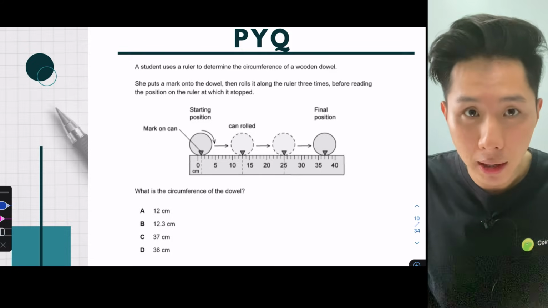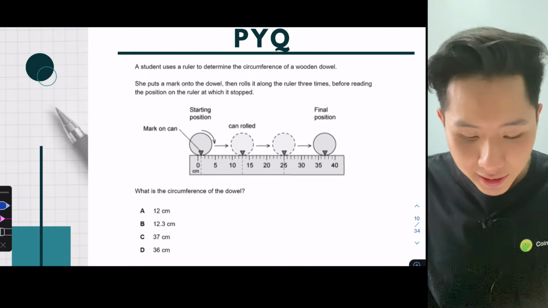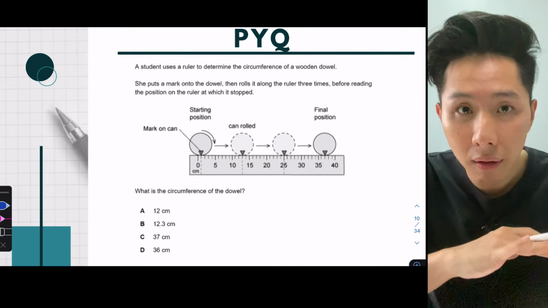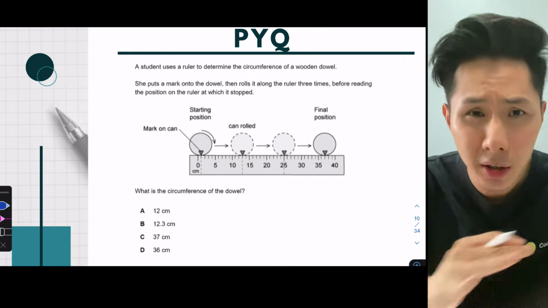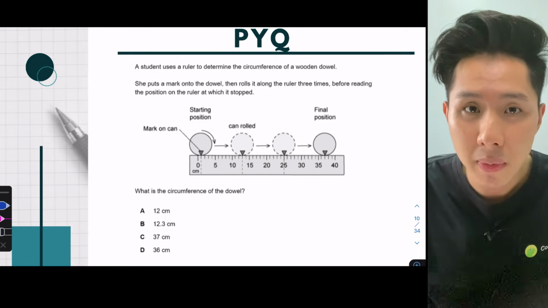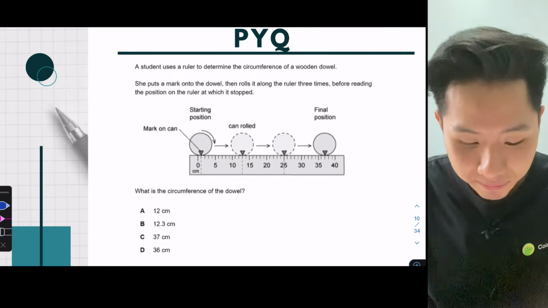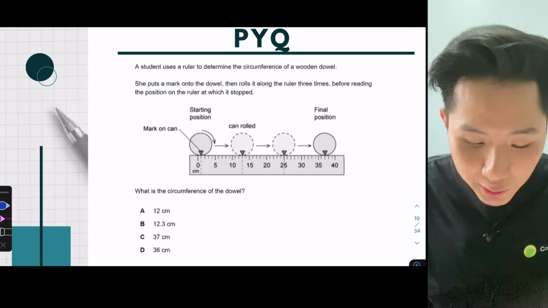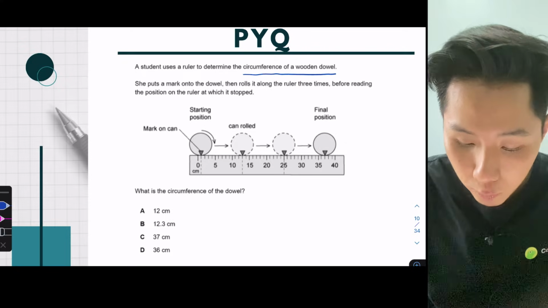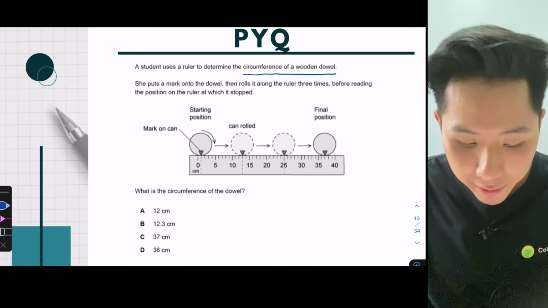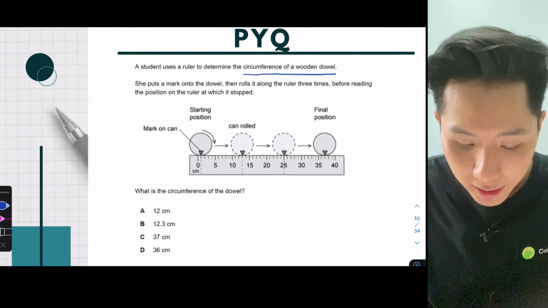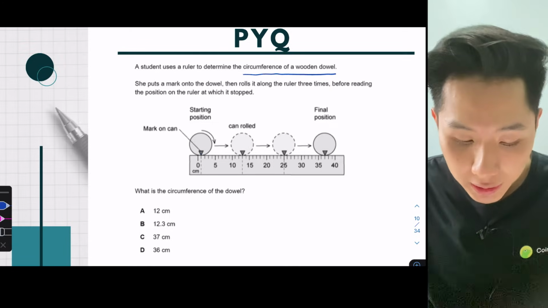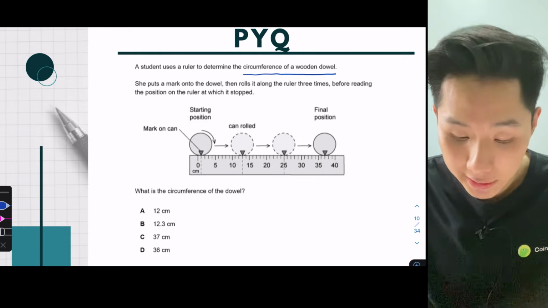All right, so let's try out some puzzle questions. In fact, throughout the whole syllabus, you'll do a lot of puzzle questions just to prepare you to ace your exam. So here, this student wants to determine the circumference of a wooden dowel. She puts a mark on the dowel, this mark here, and then rolls it along the ruler 3 times before reading the position on the ruler at which it stopped.